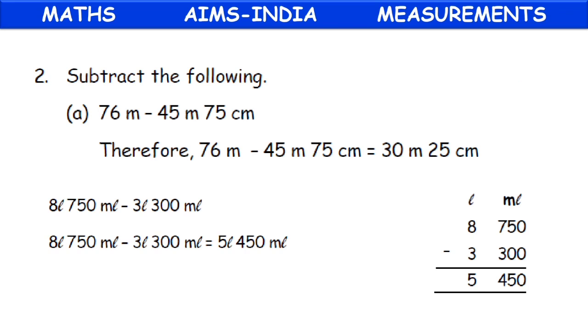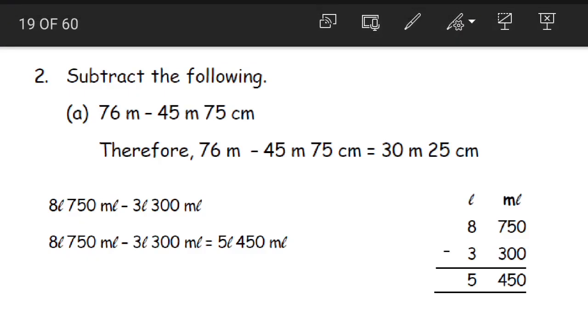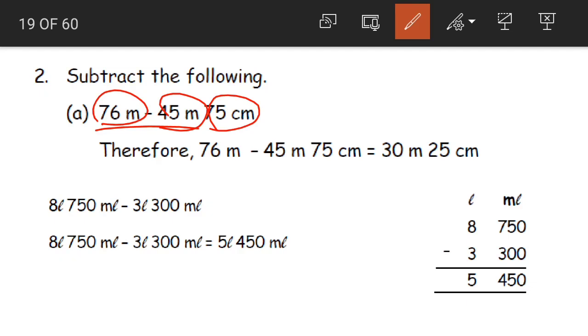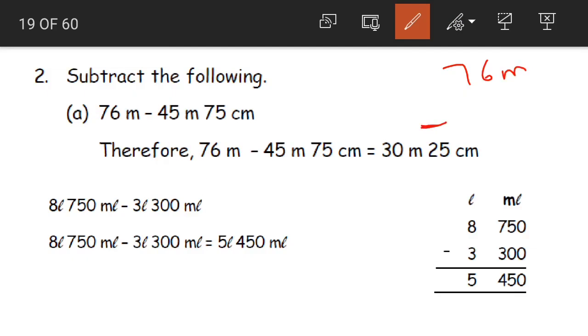Now question 2, subtract the following. Addition is done. Let us look at the subtraction. Again, once you are perfect with addition, you can do subtraction also very easily. Subtract 45 meters 75 centimeters from 76 meters. We'll write 76 meters minus 45 meters 75 centimeters. This is our question.